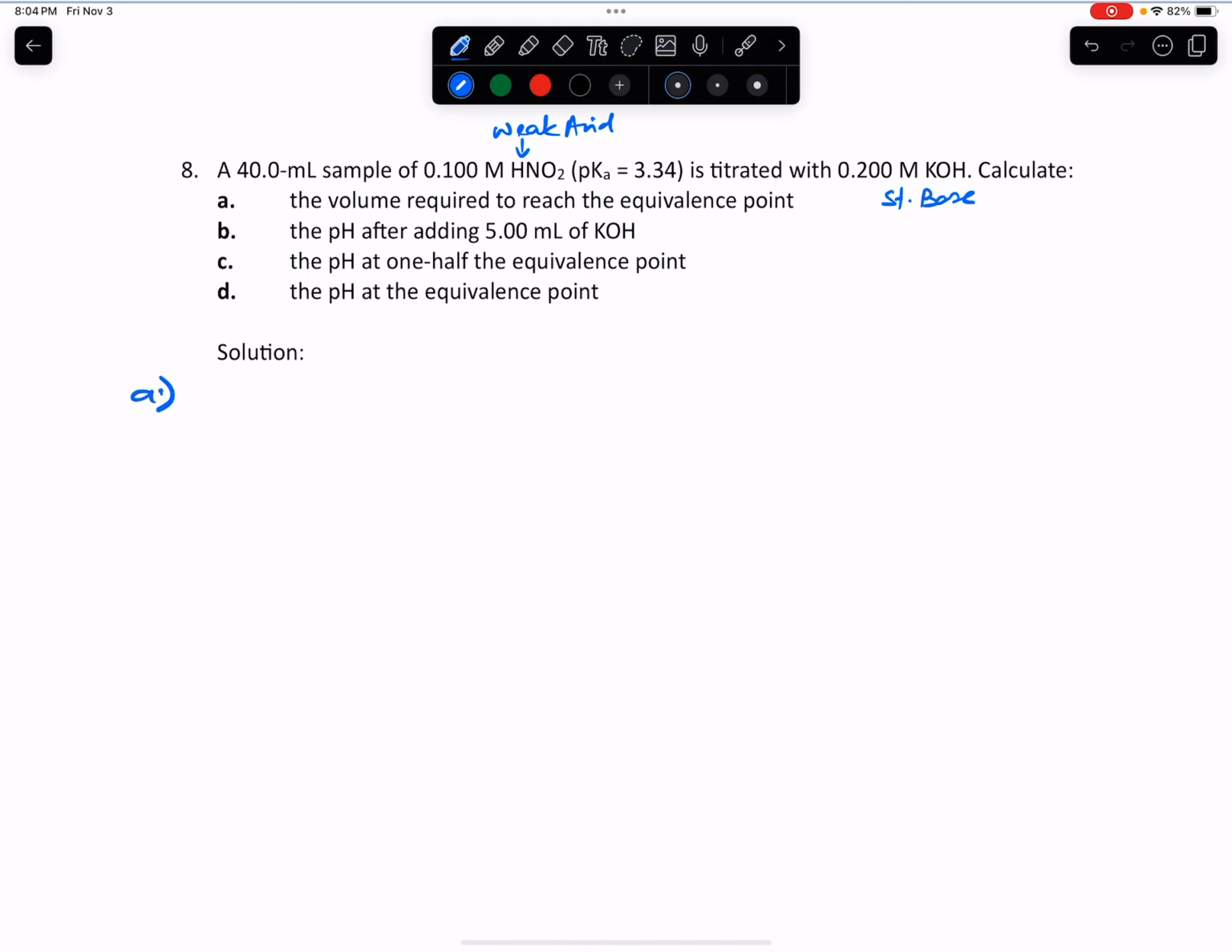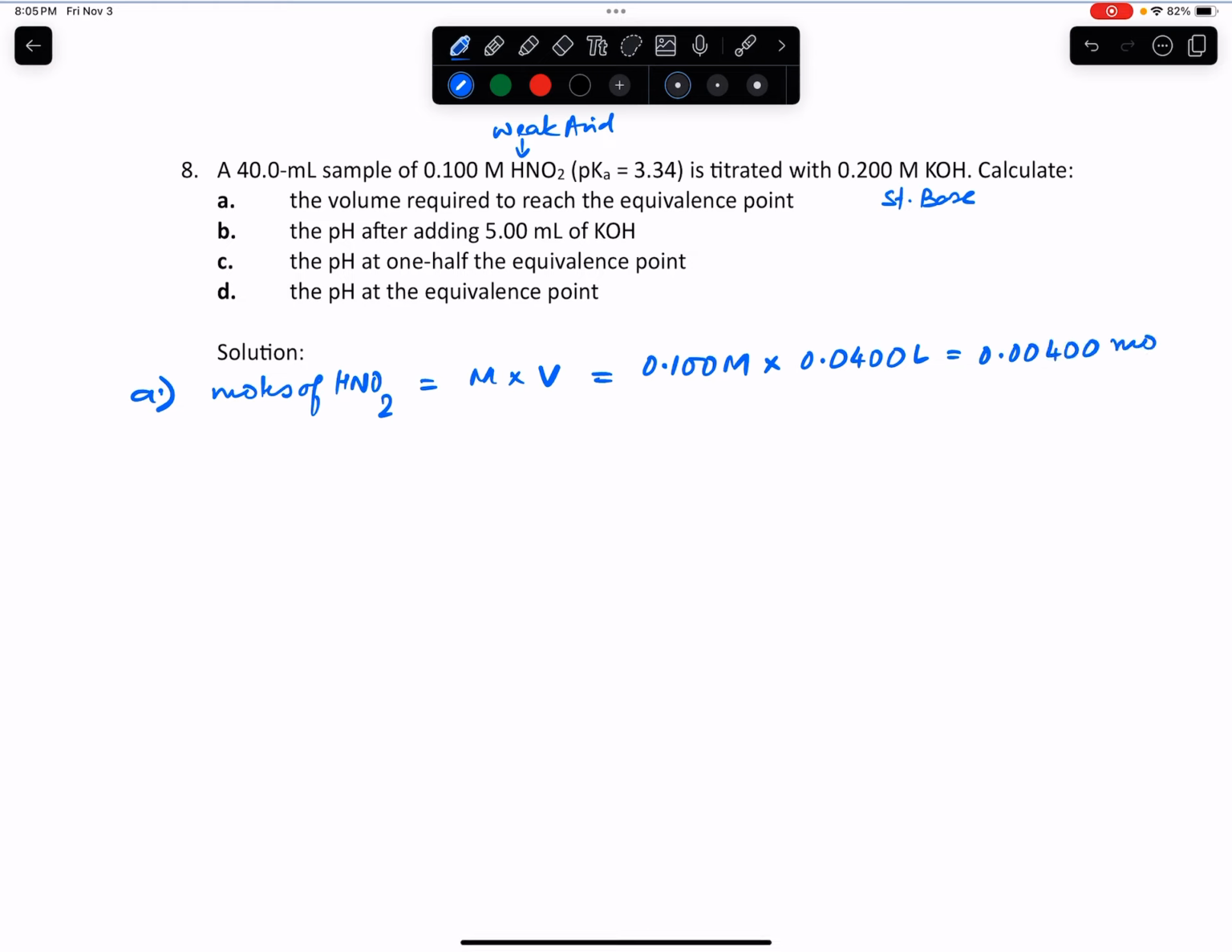So let's do that. The moles of the acid, which is HNO2, should be the molarity times the volume. Molarity is 0.100 molar, and the volume is 40 ml, so let's convert that into liters: 0.0400 liters. That is equal to 0.00400 moles.